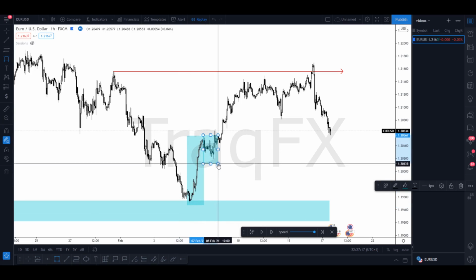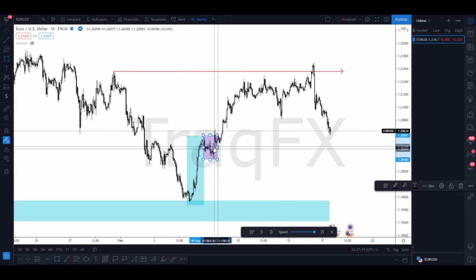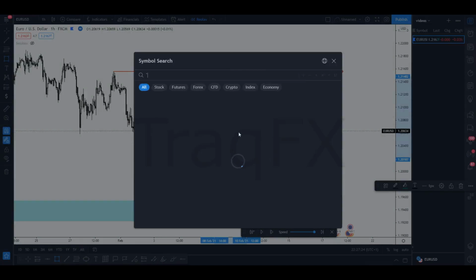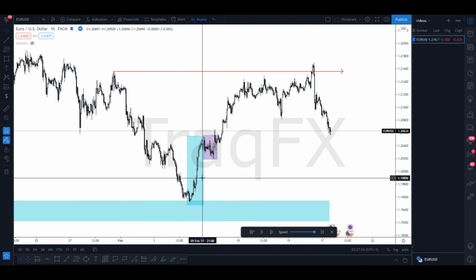One, we have our expansion. Two, this is our retracement. Three, we have our second expansion. So overall we found that we labeled our expansion and our retracement.